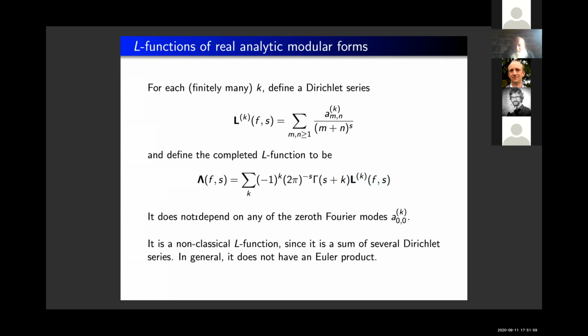Okay, so the key point is that nowhere in this formula do you use any of what are called the zeroth Fourier modes. They simply don't arise in the formula. The L function does not depend on them at all. And in fact, it doesn't really depend very heavily on these Fourier coefficients. It only depends on certain sums of them. This is not a classical L function, because it's a sum with different gamma factors coming in. It certainly doesn't have an Euler product.